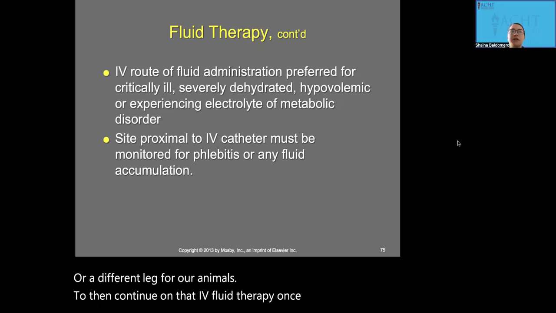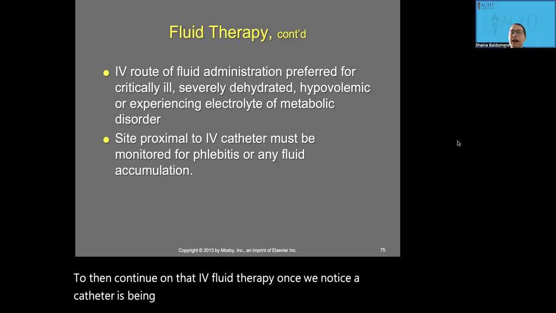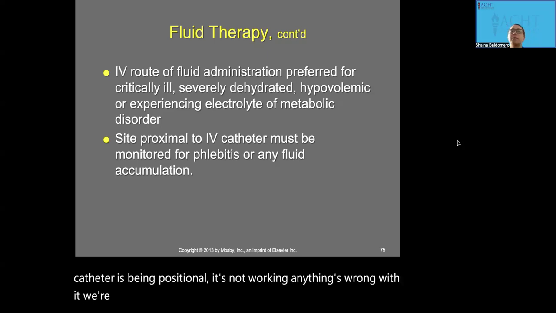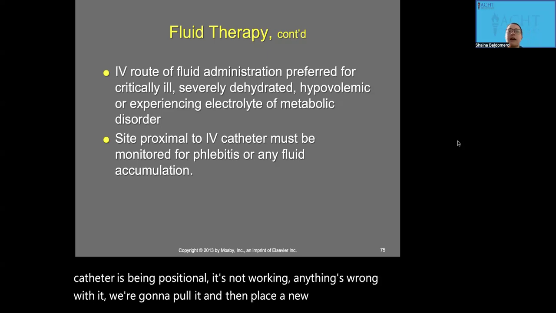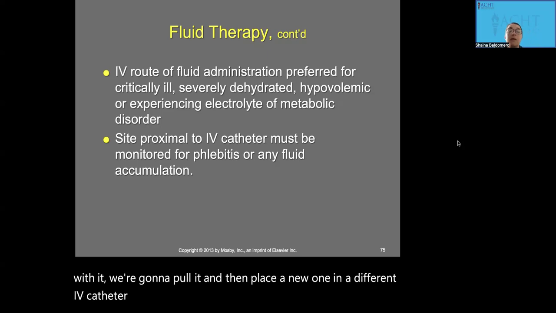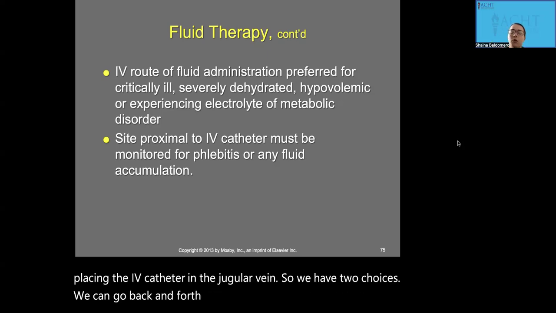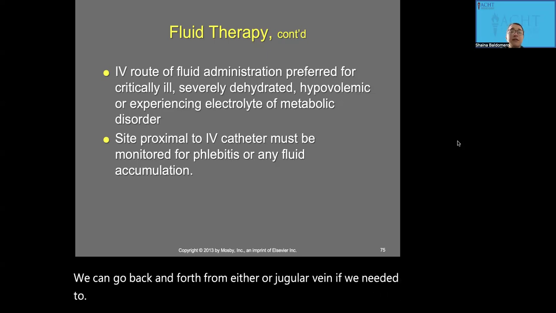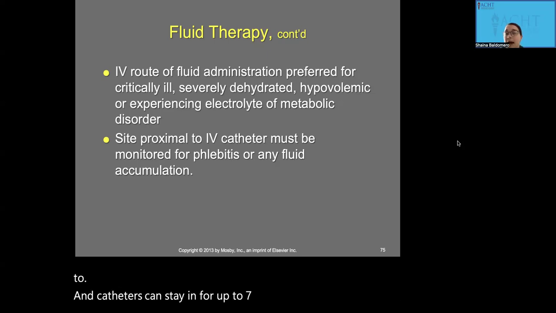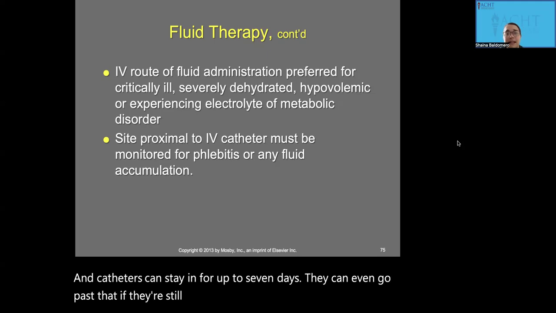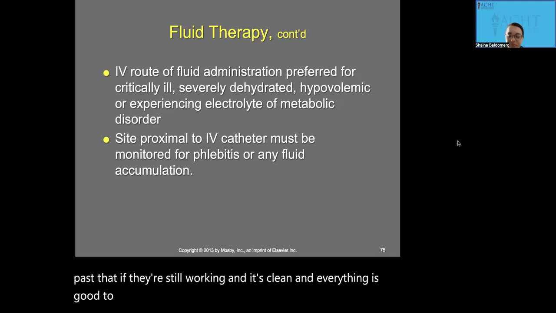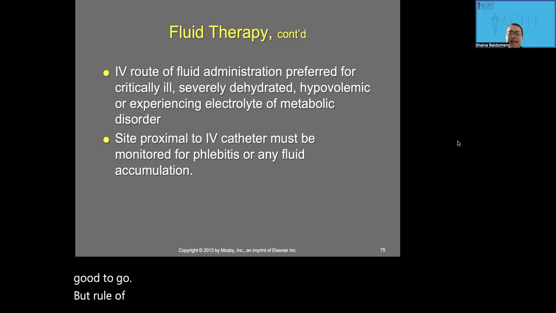Once we notice a catheter is positional, it's not working, anything's wrong with it, we're going to pull it and then place a new one in a different IV catheter site. Remember, in our large animals, we're going to be placing the IV catheter in the jugular vein. So we have two choices. We can go back and forth from either jugular vein if we needed to. And catheters can stay in for up to 7 days. They can even go past that if they're still working and it's clean and everything's good to go. But rule of thumb is right around that 7 days.